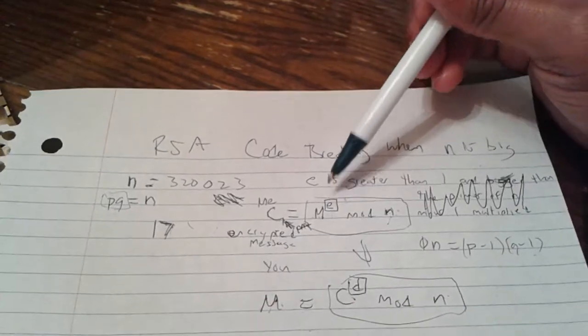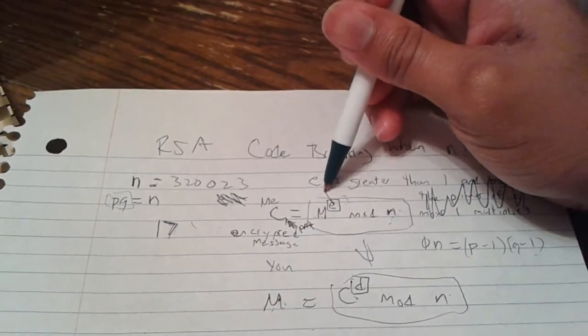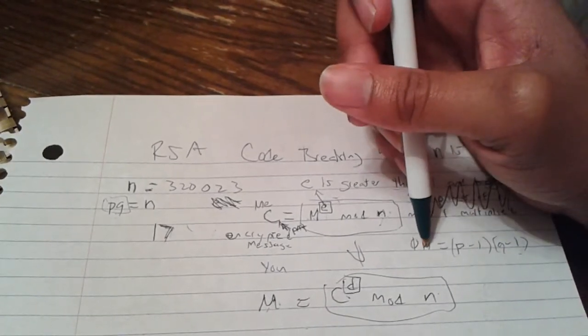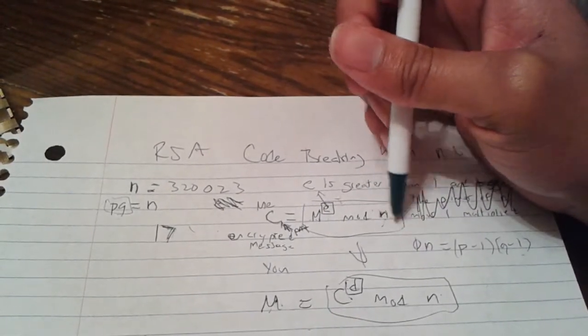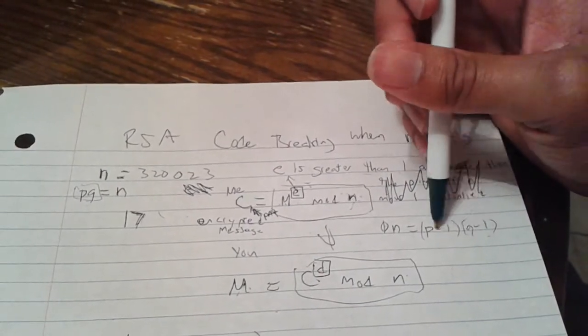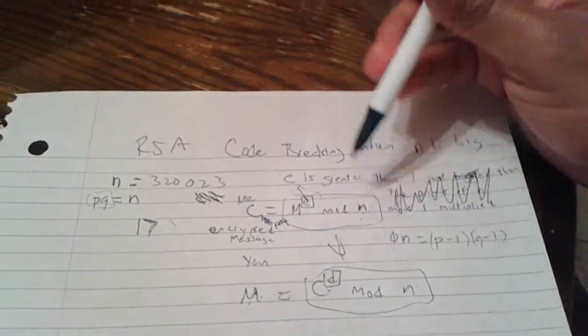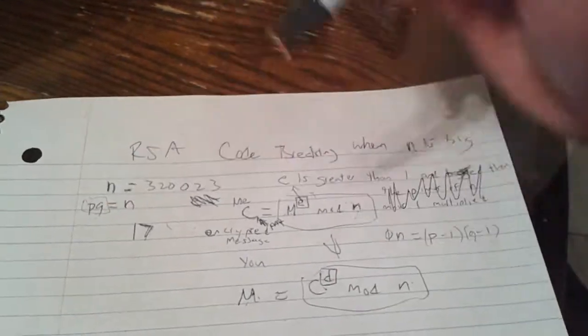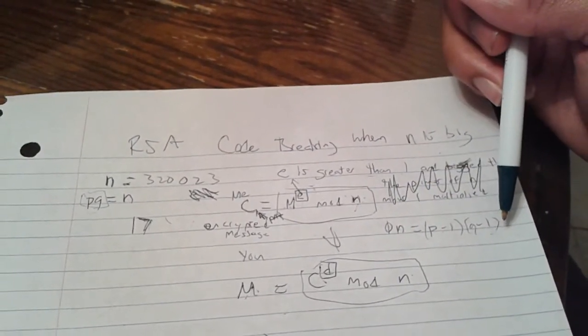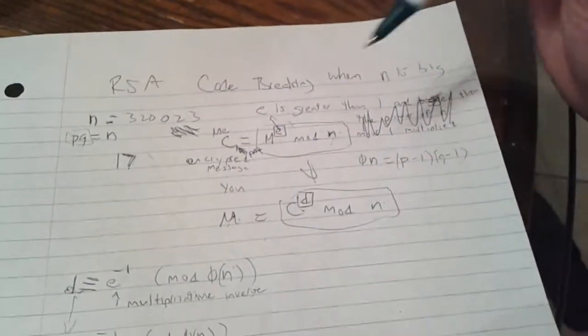There are some conditions that my E has to follow. E has to be greater than 1 and has to be less than the totient of N. The totient of N is the factors of N, each minus 1, and multiplied together. So P times Q equals N, but the totient of N is equal to (P minus 1)(Q minus 1). Make sense? Hopefully it does.